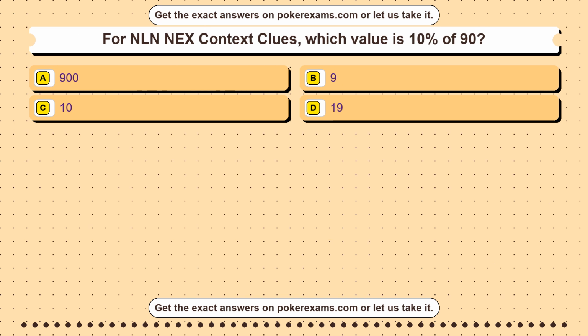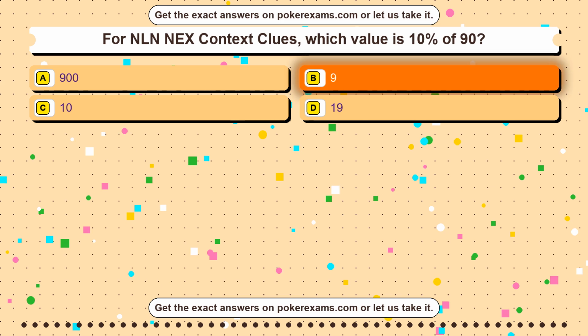Question 32. For NLN NEX Context Clues, which value is 10% of 90? Option A, 900. Option B, 9. Option C, 10. Option D, 19. The correct answer is option B, 9.